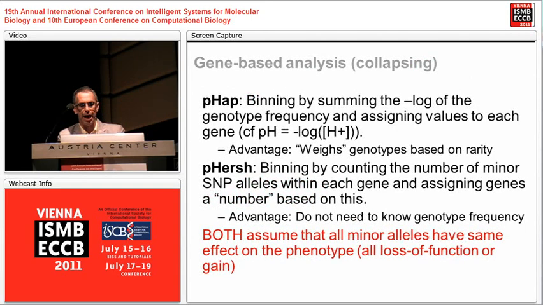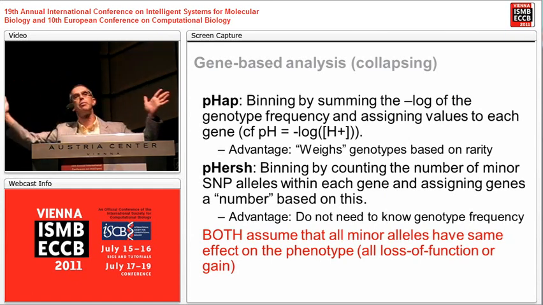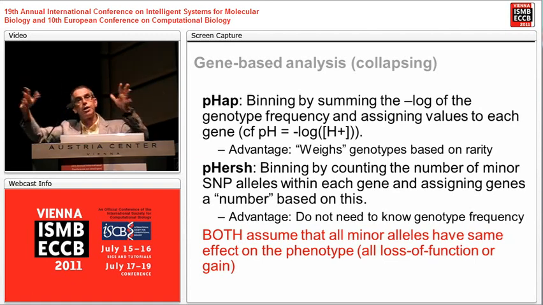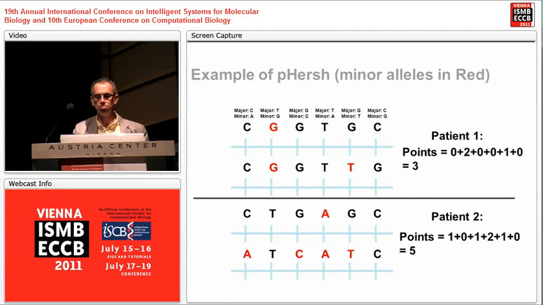Just to jump ahead and finish up, we have these methods based on collapsing, which you may have heard of, where you look at a gene and you look at the distribution of minor alleles across the entire gene. Again, because they're rare, you can't do statistics on any individual variation, but you can group them together. So, for example, in a measure that we call p-Hirsch, because a guy named Hirsch invented it in our lab, we just count up the number of minor alleles in patient 1 and patient 2. Patient 1 has 3 minor alleles, shown in red. Patient 2 has 5. We can consider this basically a quantitative trait, and we can correlate that to a phenotype of interest.